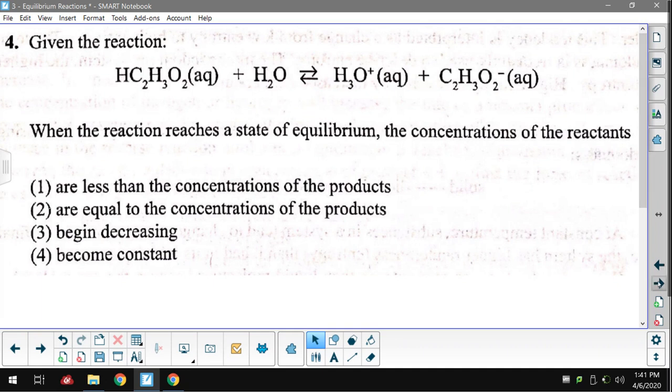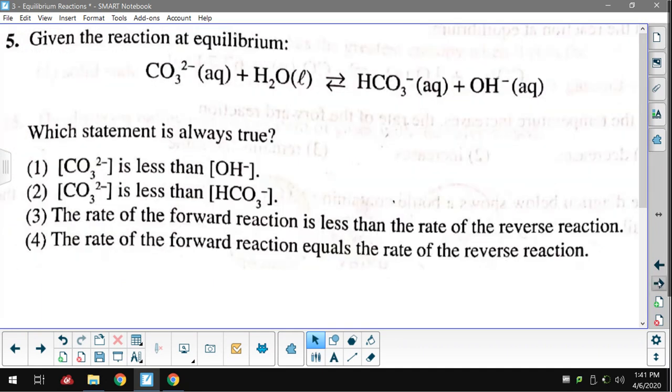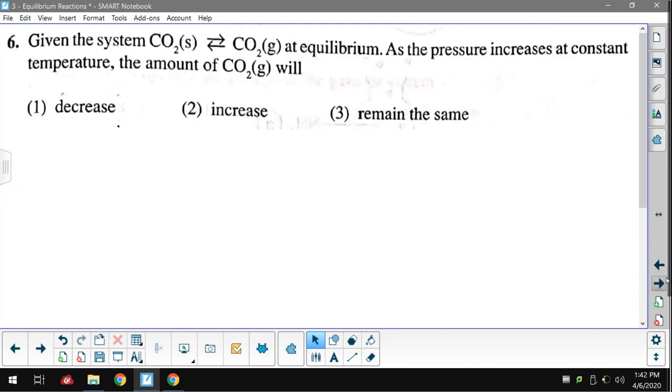That's equilibrium. Again, this question is talking about an equilibrium expression. It asks which statement is always true. You need to know that the rate of the forward reaction is equal to the rate of the reverse reaction. That is what's always true at equilibrium. I'm kind of beating this dead horse, but I want you to make sure you understand what this is.